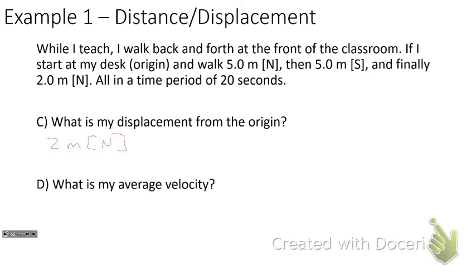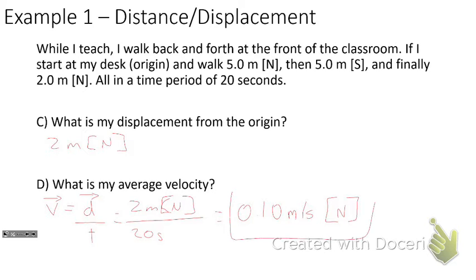So for average velocity, this is where we have our vector cap: velocity is equal to displacement over time. My displacement is 2 meters north, in square brackets, divided by that time period of 20 seconds. We put that into our calculator and you will get 0.1. Again, we have 2 sig digs given in the question, so we give our answer in 2 sig digs. And because this is velocity, what must I include here? Direction as well, good. So my average velocity is 0.1 meters per second north.